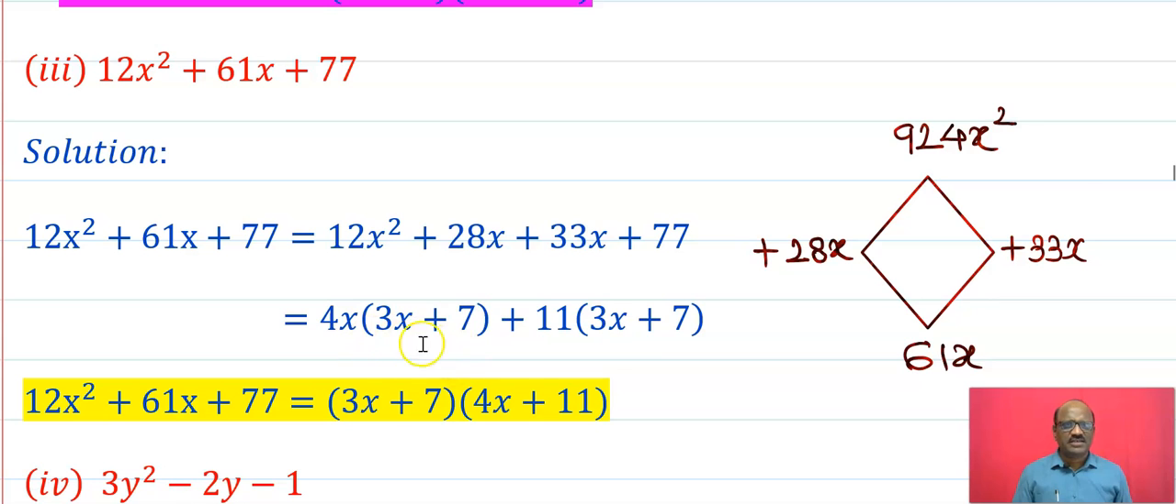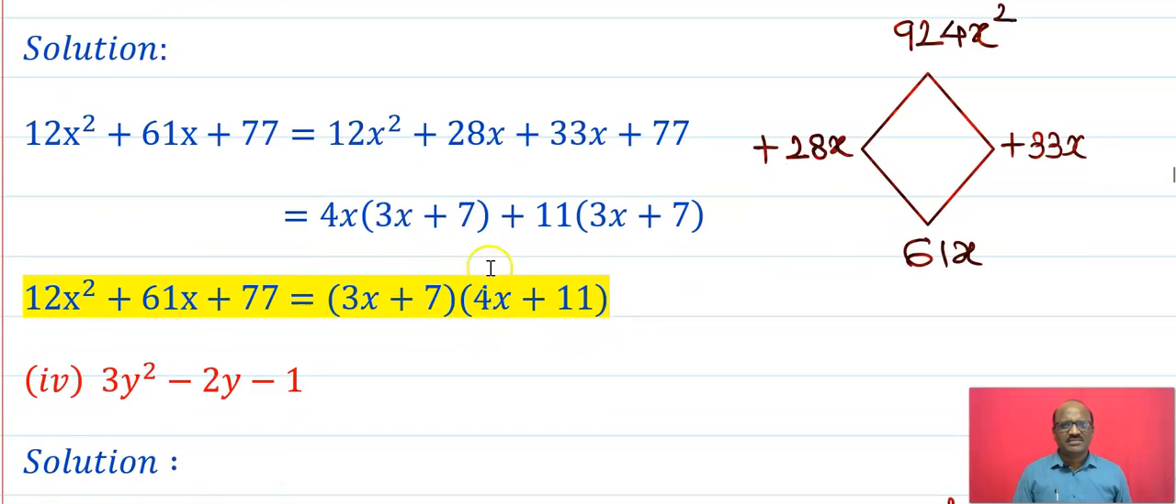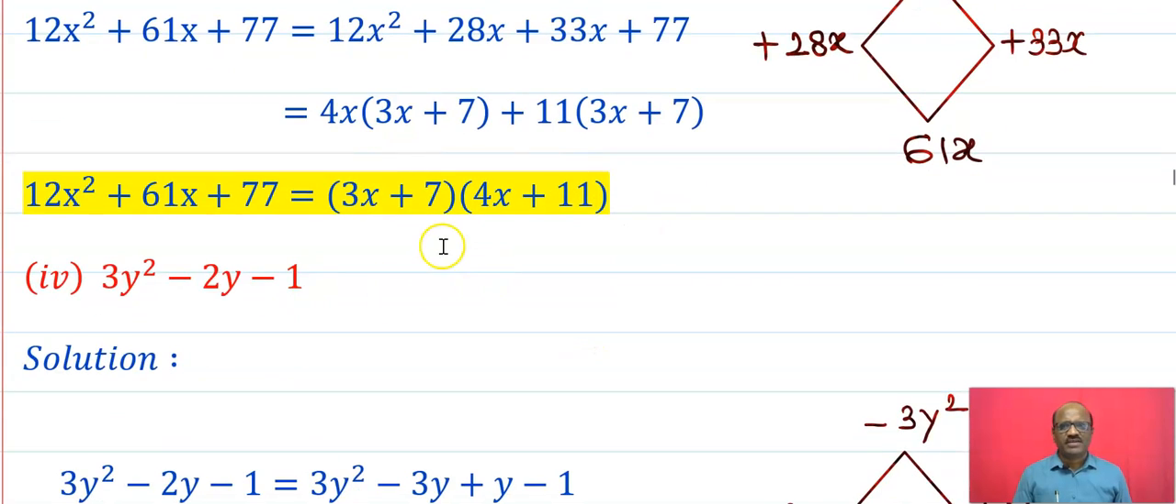Remember that whatever comes in the first bracket must come again in the next bracket, exactly as it is. From these two, we again take the common. 3x plus 7 is common and in the bracket 4x plus 11. And in this way we have factorized it.